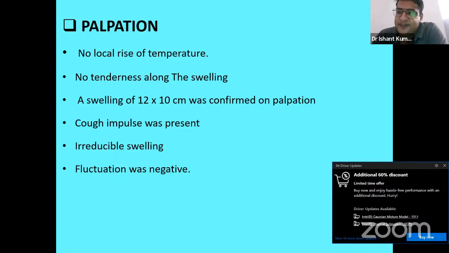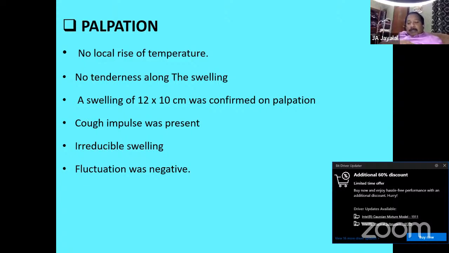He just got a little bit confused. So I'm sorry on his behalf, but it's all fine. And there was no cough impulse. No, he said. How do you define the cough impulse? What is a cough impulse?